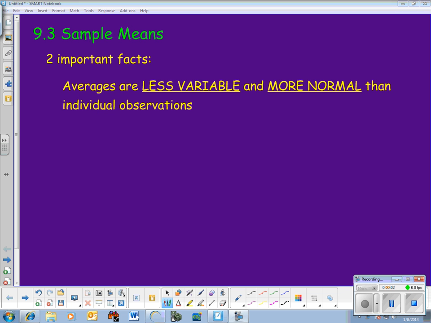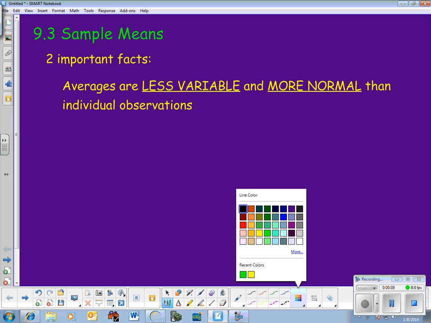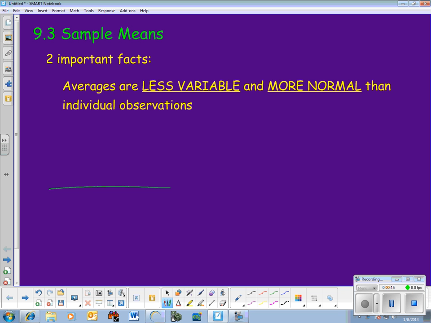All right, let's talk about 9.3. We've talked in 9.1 about sampling distributions in general. In 9.2, we talked about sample proportions, and now we're going to talk about sample means. And the two big ideas from this section.